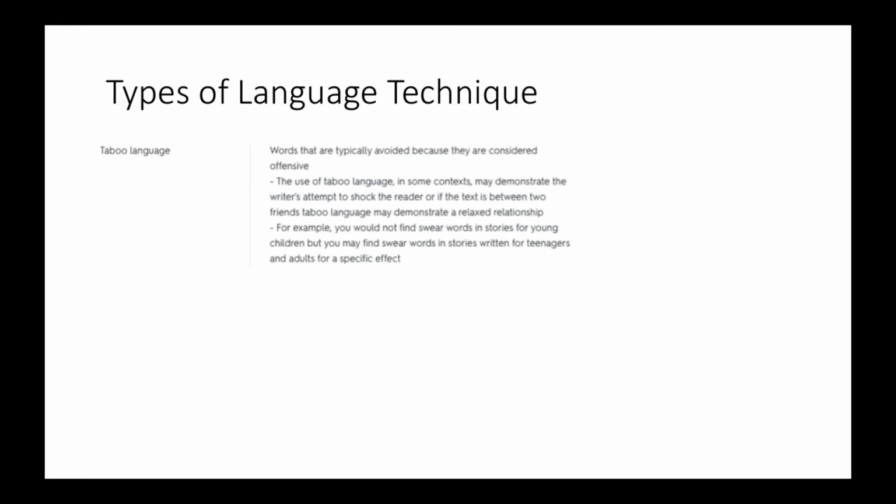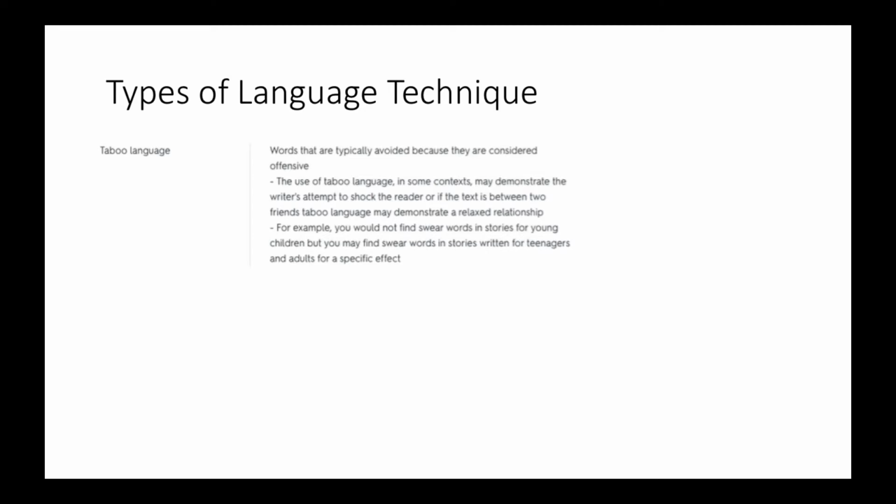And taboo language, I think this is the last one. So taboo language are words or phrases or subjects that are typically avoided because they're considered offensive. So for example, subjects like period poverty used to be a taboo subject and still is in some countries or continents. And the use of taboo language in some texts may demonstrate the writer's attempt to shock the reader, or if the text is between two friends, taboo language may demonstrate a relaxed relationship.